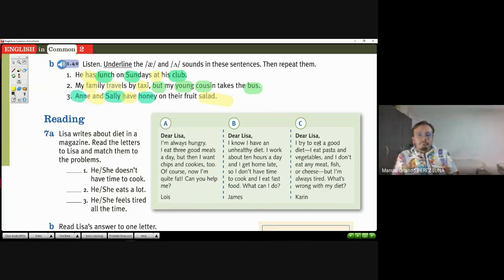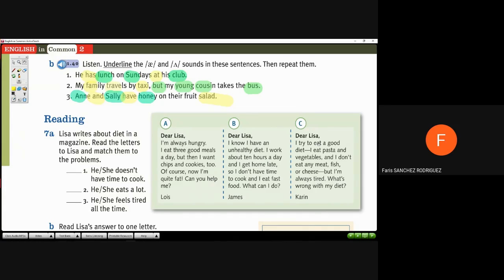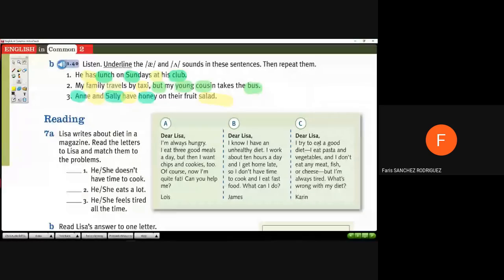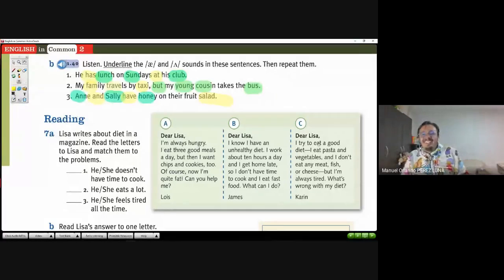Faris, you're going to read? Okay. Okay, I can read, so please, teacher, read. Yes, and I don't know who's speaking there, Faris or Sebastian, because both of you have the microphone open. Okay, Sebastian, you can continue.